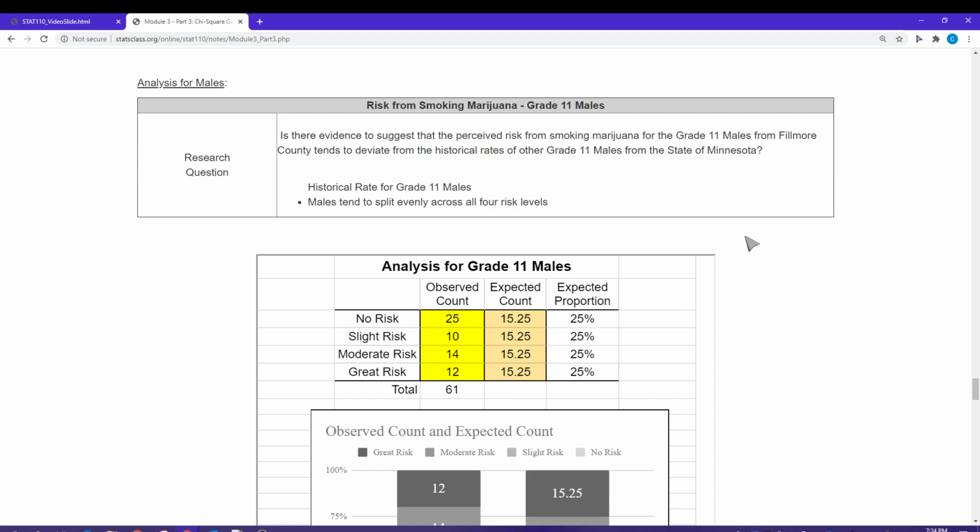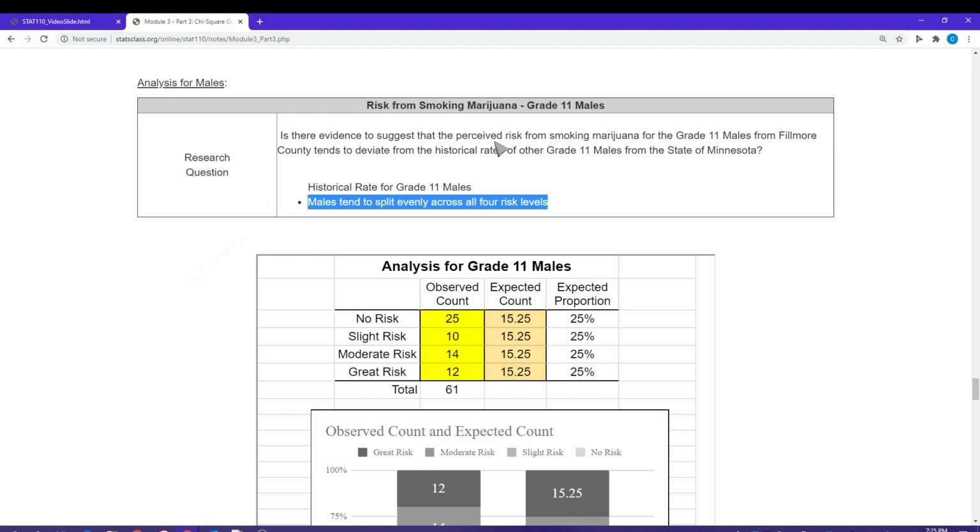The analysis for grade 11 males follows here. Is there evidence to suggest that the perceived risk from smoking marijuana for grade 11 males from Fillmore County tends to deviate from the historical patterns? The historical patterns here are just that males tend to split evenly across those 4 risk categories.